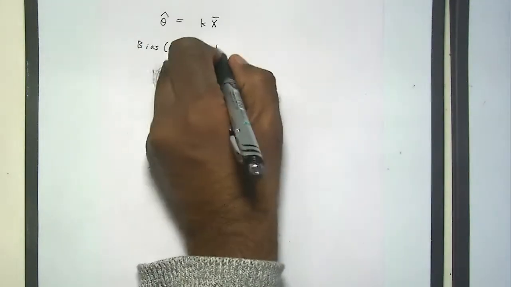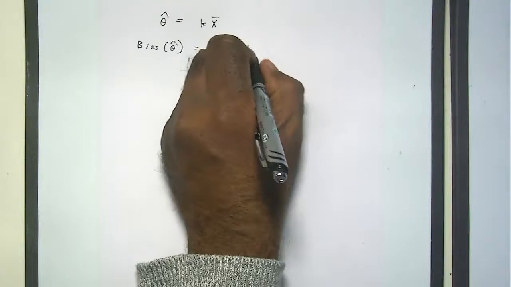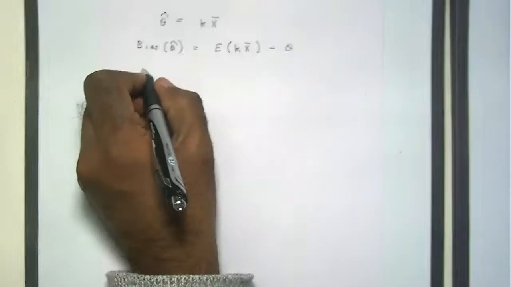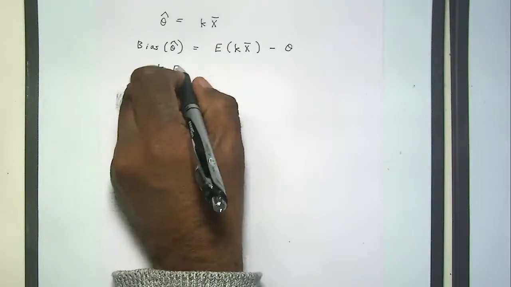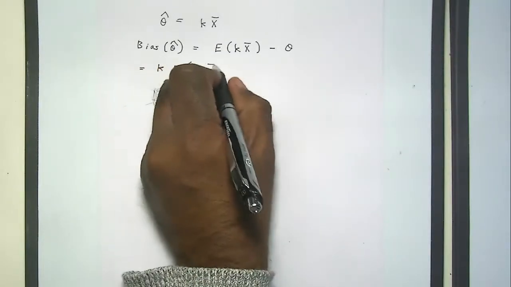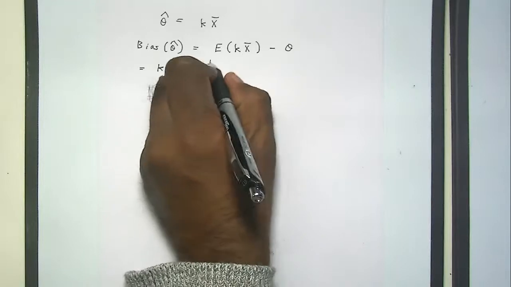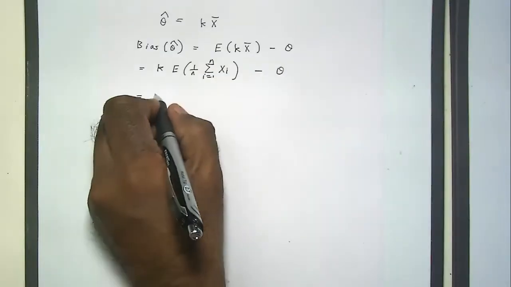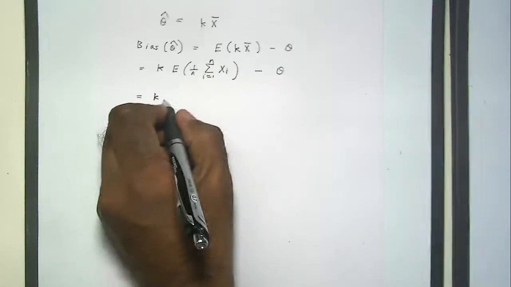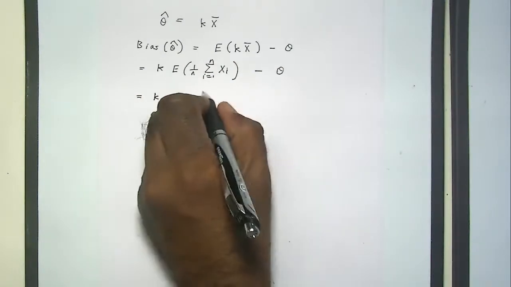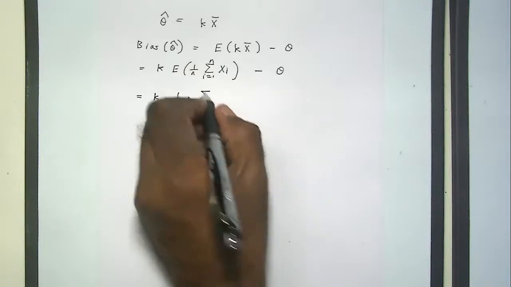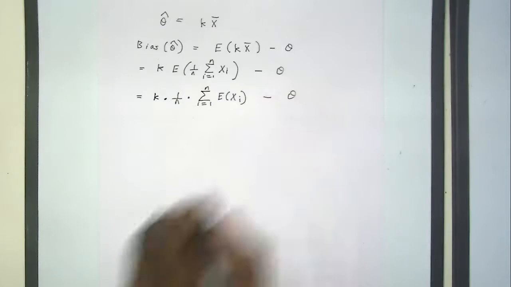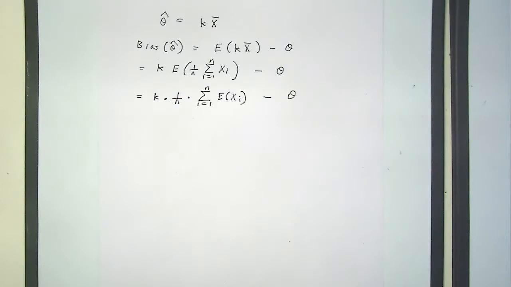So this is the definition, right? So this becomes k times the expectation of x bar, which is this minus theta. Now if you take the expectation inside, you get this. Now we are dealing with the uniform variable 0 theta.